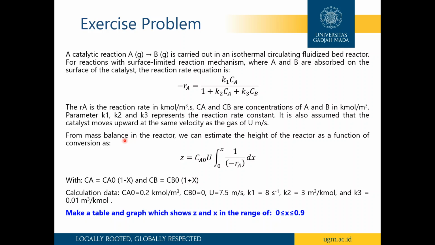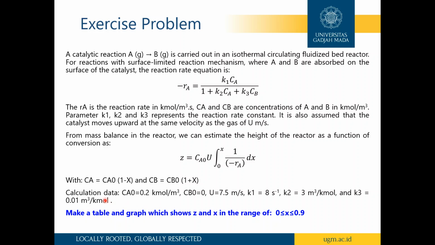By setting up the mass balance for a plug flow reactor, we can obtain the following formula, where the height of the reactor is equal to Ca0 multiplied by U and the integration of 1 over minus Ra multiplied by dx. This integration should operate from 0 to x, where x is the final conversion that you would expect.